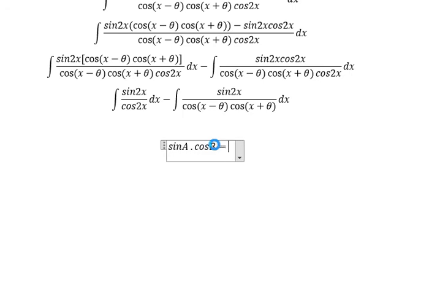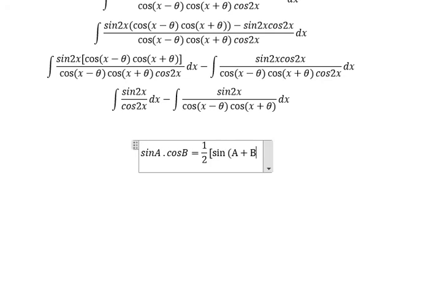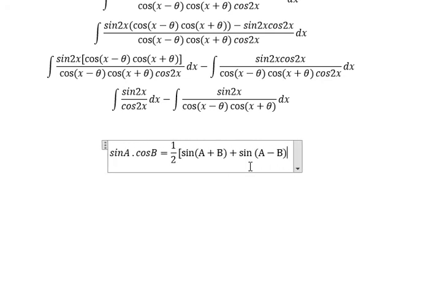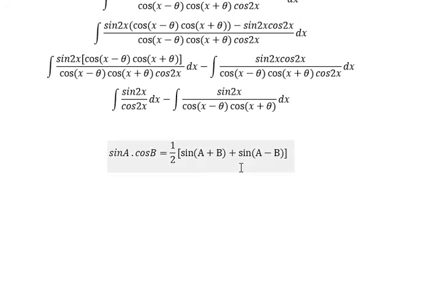So we got 1 over 2 multiplied with sin(A + B), and we have sin(A − B). So we just apply this formula for sin 3x. That's about this one.